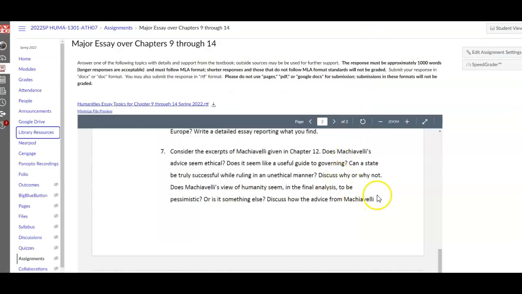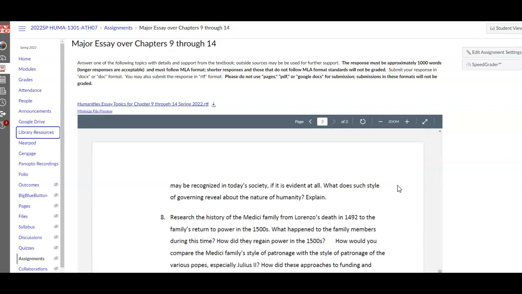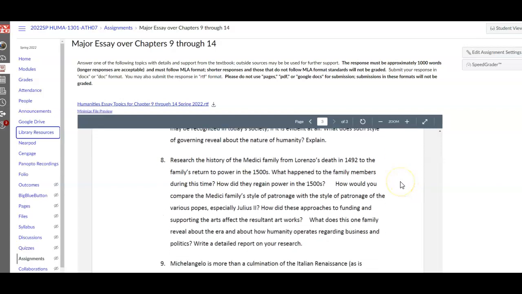And so I ask you to look at what his advice actually involves, and is that really an ethical or useful way for someone to rule? Can a state, a government, be successful acting in this way? And I ask you to offer, is his view of humanity accurate? Is it pessimistic? Is it something else? I ask you to discuss the advice that Machiavelli offers, and can we see it still operating today? And what does that style show us about what it means to be human? So you get to discuss that one if you want to look at Machiavelli.